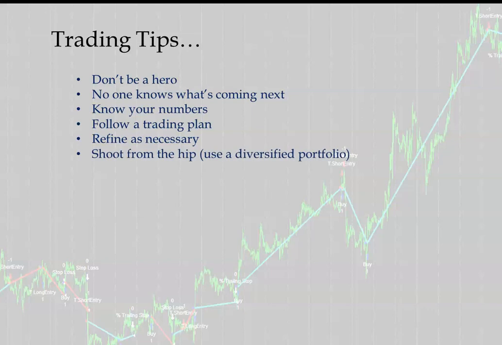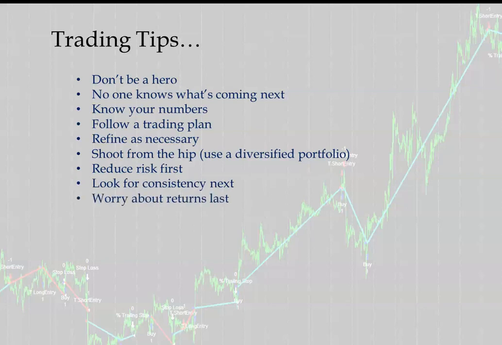Don't try to shoot from the hip, meaning select a variety of different trading strategies or systems or trading plans that complement one another, because you never know what's going to happen in the markets. Reduce your risk first. It's a top priority of professional traders. They're always looking at risk first, risk reduction. Then you look for consistency of profits, and I've showed you in this video how that can be done. And finally, don't worry about your rates of return, because that's the last thing that you should worry about.